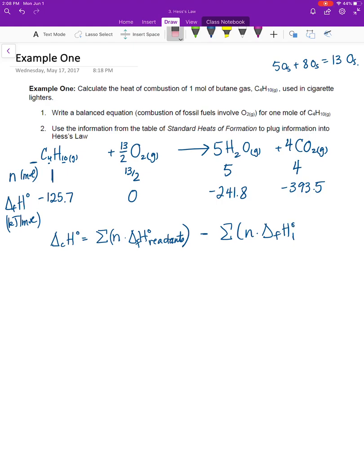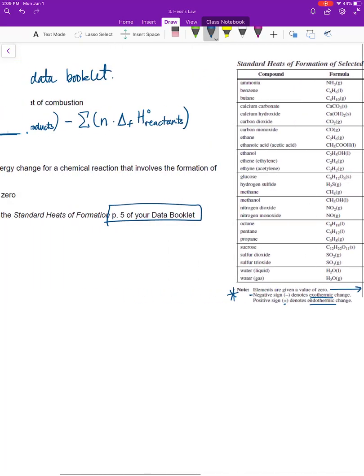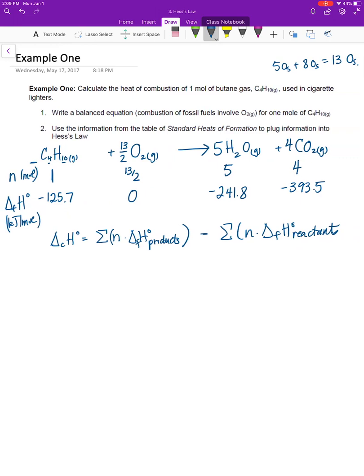Sorry, I did that backwards. This should be products. Products go first, and reactants. Let's just double check that we wrote that properly here. Yeah, products minus reactants, good. Okay, so now what does that mean?